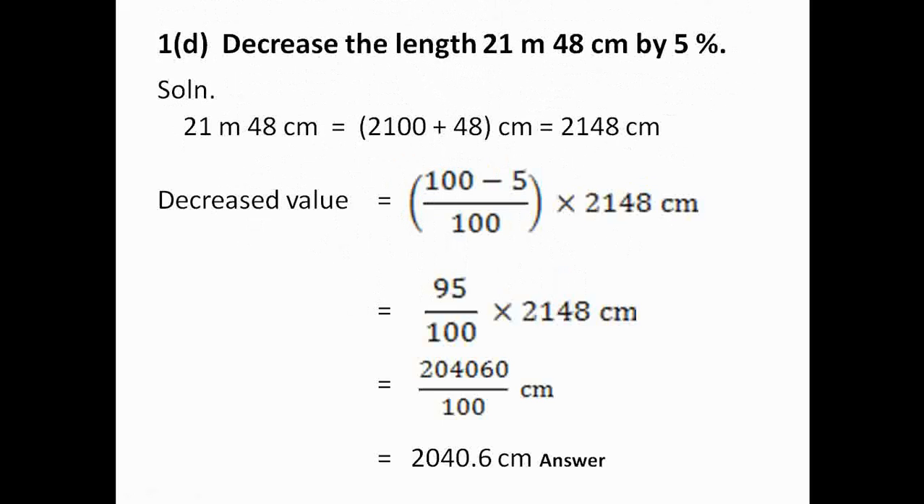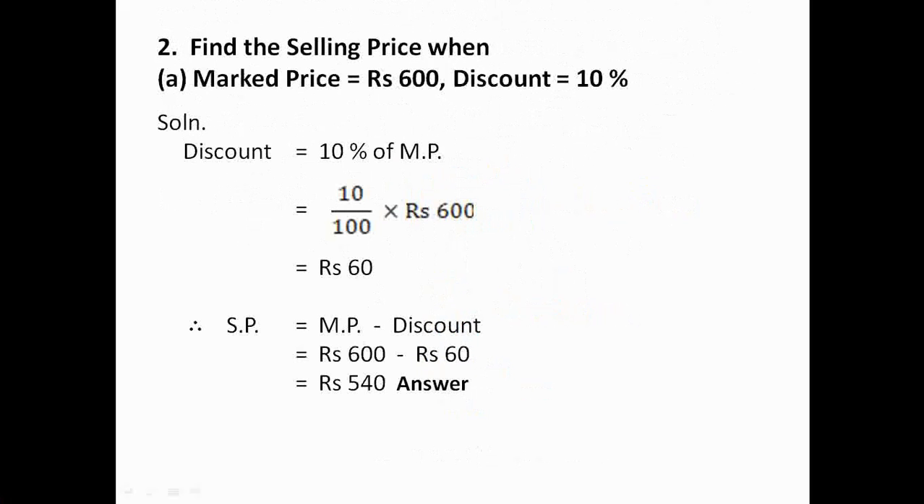In this way, you can do the sum. Now, in another sum, this is question number 2. Find the selling price. As I told you, as in the examples of scooty or bag, say, for example, you want to buy one school bag. The mark price is written 600.